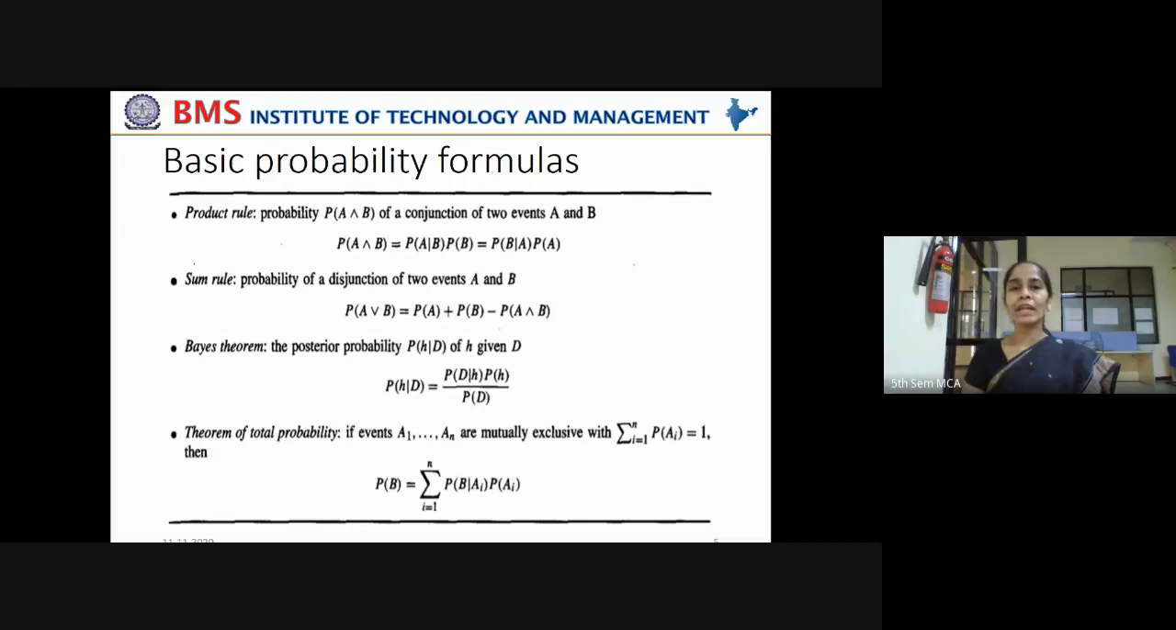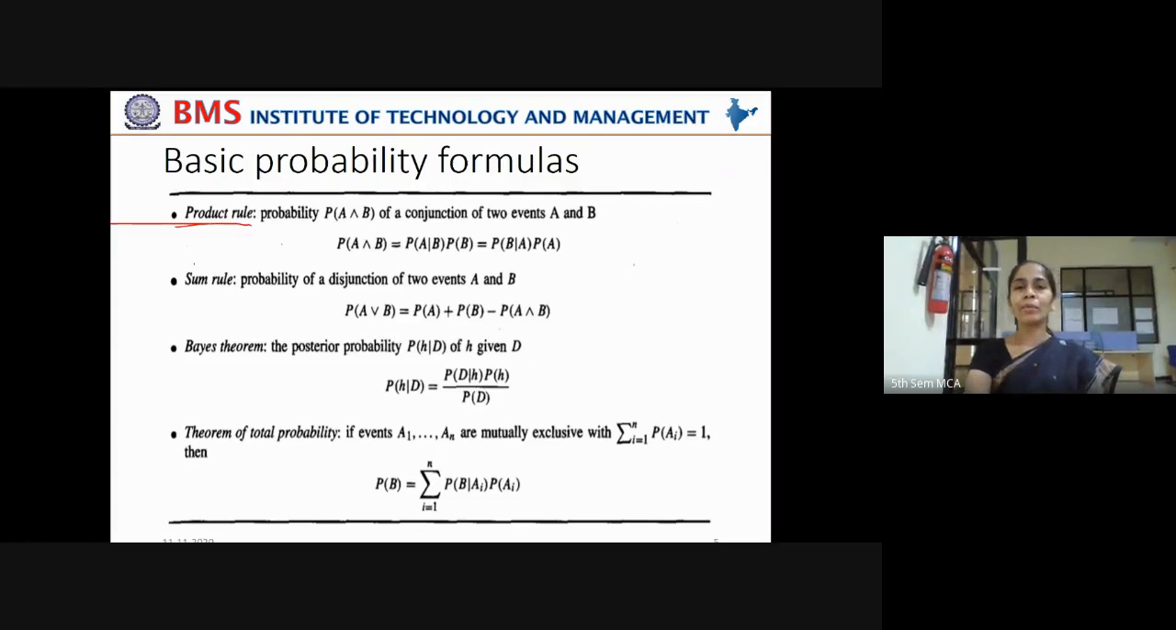Now, before going in depth into this concept, let us see the basic probability formulas. These all you have learned in your school days, so it will be easy for you to just recollect. I'll start explaining, and immediately you can recollect. There is nothing much complex in this.